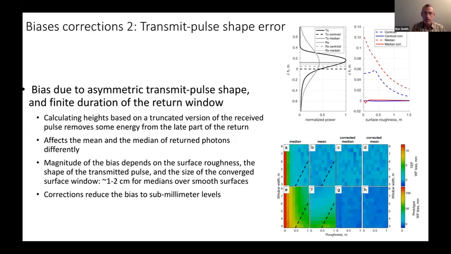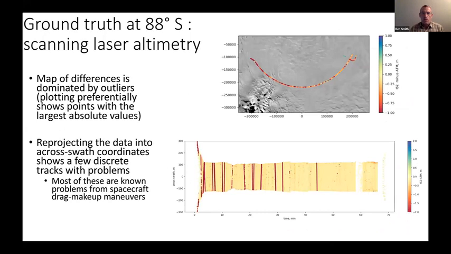So looking at how well this has all worked, we have a couple of ground truth examples. We can take ground truth by comparing laser altimetry measurements along the 88 degrees south pole hole with ICESat-2 measurements. So this is the 88 degree arc in Antarctica, and we have a scanning laser altimeter flight that went along that. We can difference the airborne laser altimetry measurements from the spaceborne laser altimetry measurements and make a plot of that.